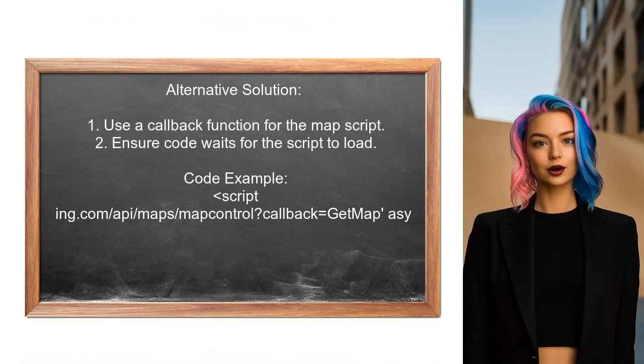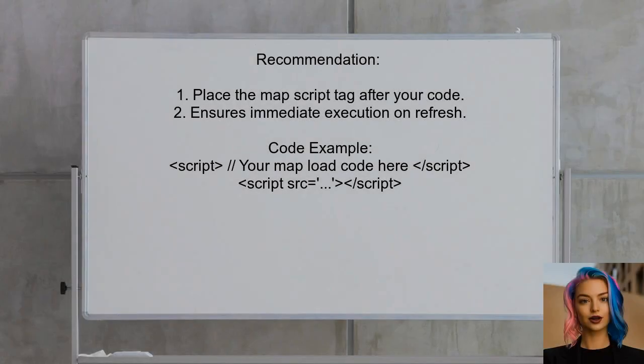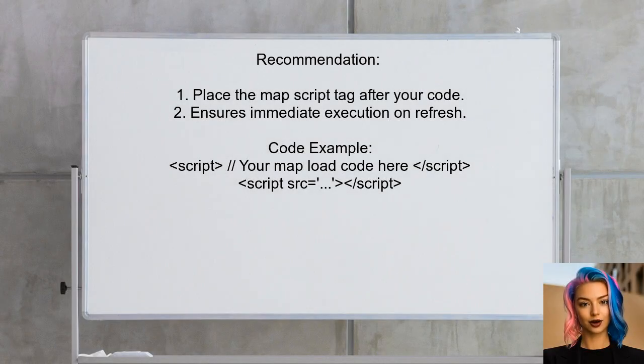An alternative solution suggests that the error occurs because the Microsoft.Maps namespace is being accessed before the map control script has fully loaded. To fix this, you should add a callback function to the script tag that loads the map control. This ensures your code waits until the map script is ready. Additionally, it's recommended to place the map script tag after your map load code. This way, if the page refreshes, the script will be cached and the callback function will execute immediately.